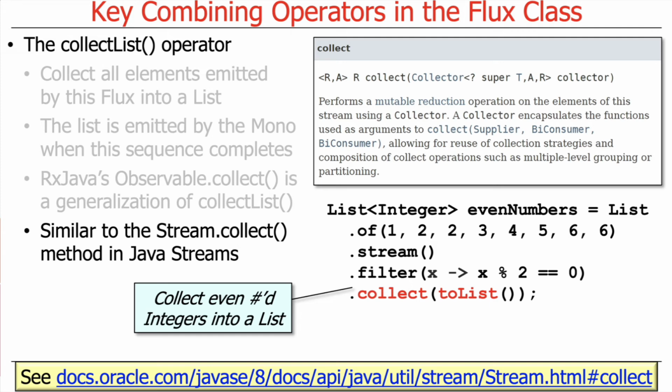So here we're going to have a bunch of numbers. We're going to get rid of numbers that are odd, so we only have even numbers, and we collect those numbers up into a list.